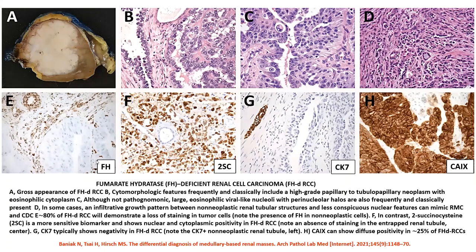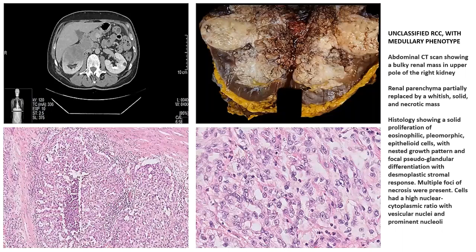So this FH negativity and positivity for 2SC immunohistochemistry is characteristic of a fumarate hydratase deficient renal cell carcinoma, which is another important differential diagnosis for a collecting duct carcinoma. Carbonic anhydrase 9 can be present in around 1/4 of the cases of fumarate hydratase deficient renal cell carcinoma, as in this case. This last case, which is a differential diagnosis of a collecting duct carcinoma again, is an unclassified RCC with a medullary phenotype.